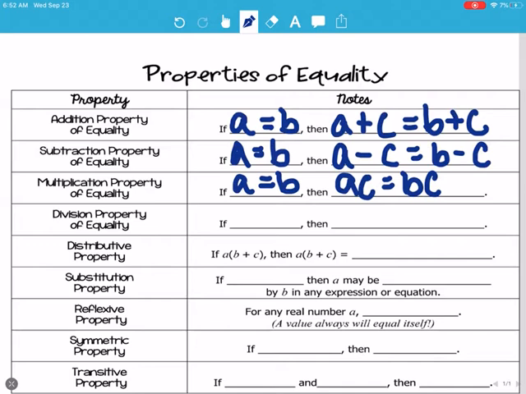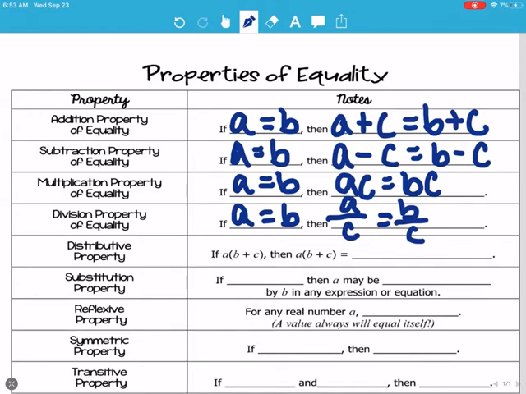And lastly, the division property of equality. If I divide, or if I see fractions, and the denominators are the same, nothing changes. Because if I do the same thing left to right, I'm balanced, and you should have learned that in Algebra 1, right? So that should somewhat be reviewed, but we've never known the name for it.